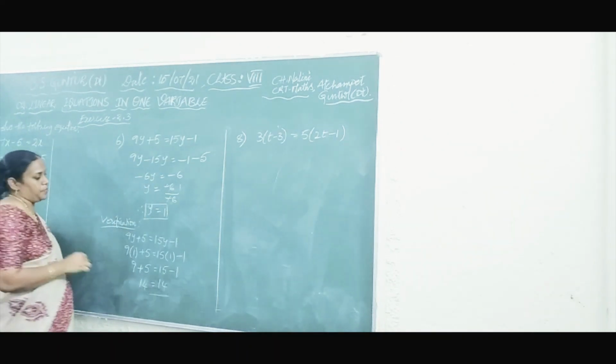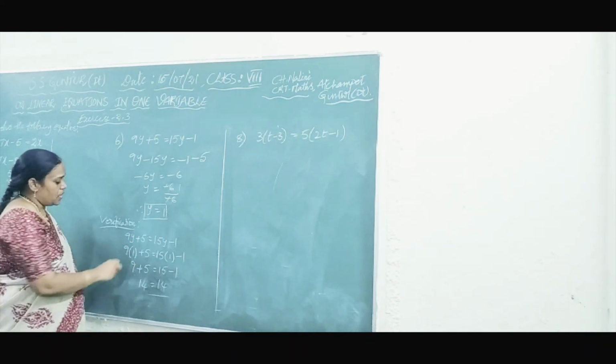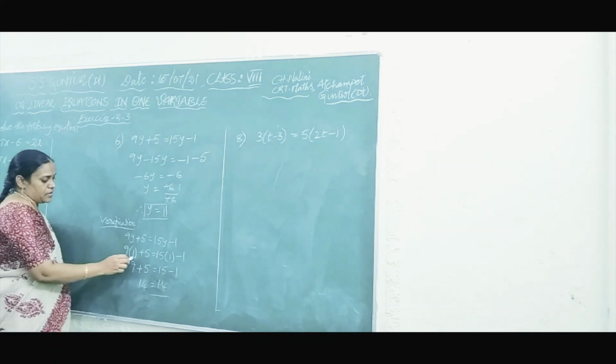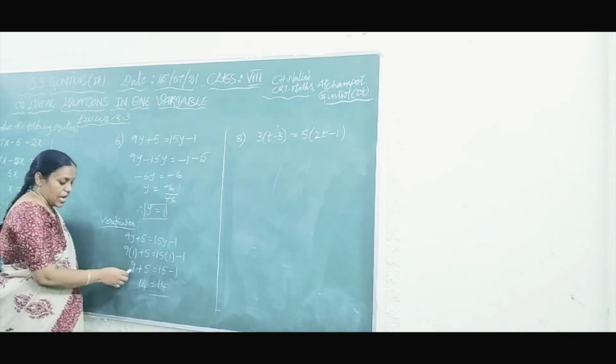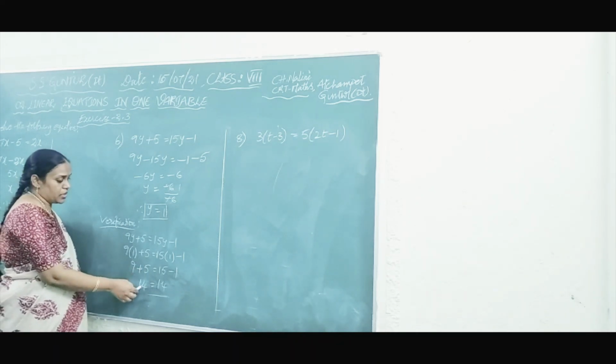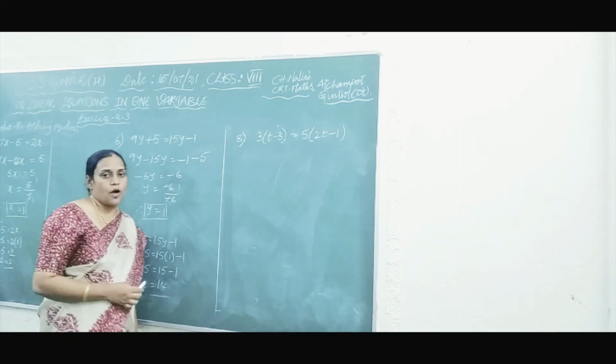Therefore 9y plus 5 is equal to 15y minus 1. In place of y you have to write 1. 9 of 1 plus 5 is equal to 15 of 1 minus 1. 9 plus 5 is 14, 15 minus 1 is 14. Okay students, now see the next problem, 8th problem.